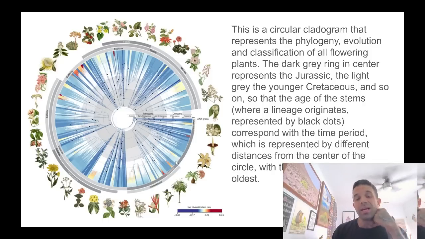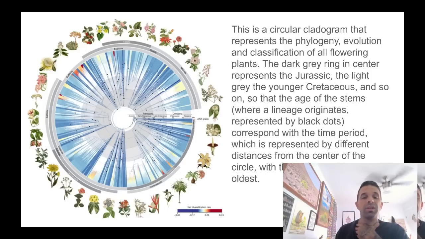This is a cladogram too. This circle is a really cool cladogram from a paper that just came out in 2024. It's a circular cladogram that represents the phylogeny, evolution, and classification of all flowering plants. The dark gray ring in the center, the donut hole, represents the Jurassic. And as you move further away from the center, it gets younger. You go to the younger Cretaceous and so on.